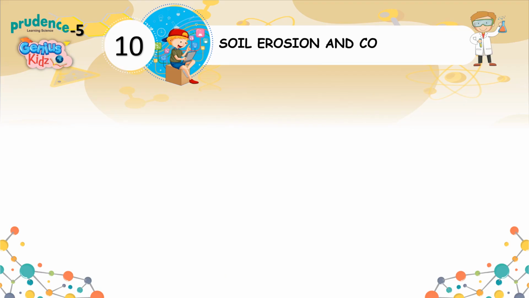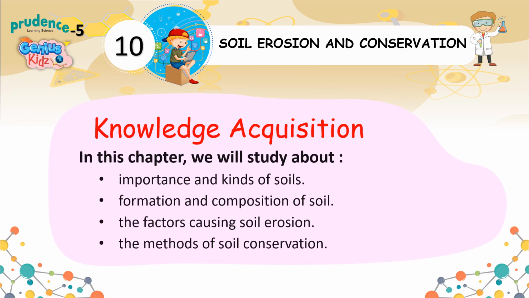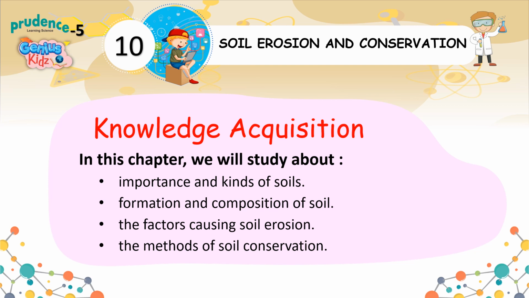Soil erosion and conservation. Knowledge acquisition. In this chapter, we will study the importance and kinds of soils, formation and composition of soil, the factors causing soil erosion, and the methods of soil conservation.